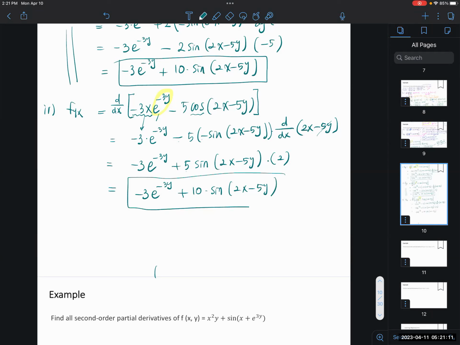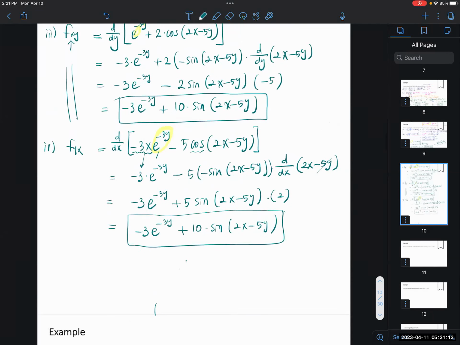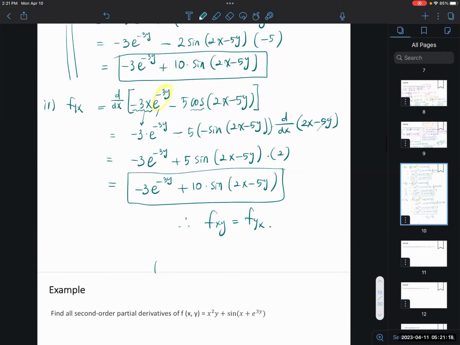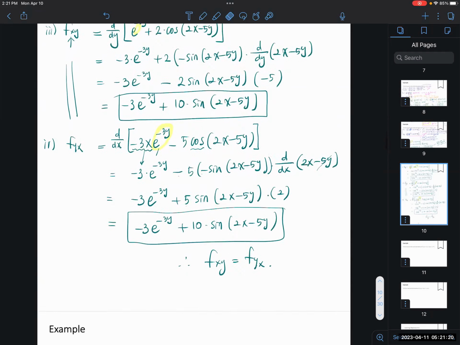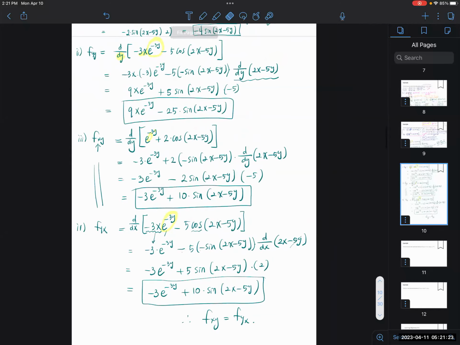So what happened? We have the same answer. So we just proved that fxy is still equal to fyx. Okay, so that's all the second order of the partial derivative.